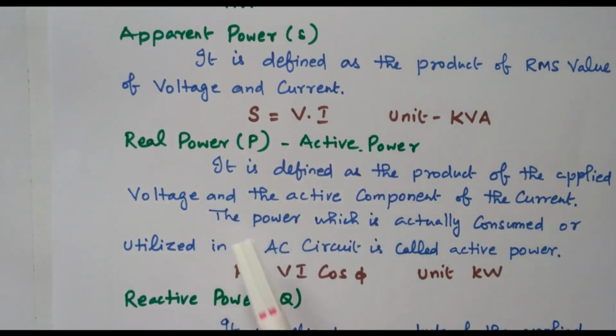In another form, the power which is actually consumed or utilized in an AC circuit is called active power, or real power. Another power is reactive power, which reacts in the circuit. Real power is the power consumed for energy conversion. That is represented as P equals VI cos phi. The unit is kilowatt. So this is the active component that is actually consumed in the circuit.